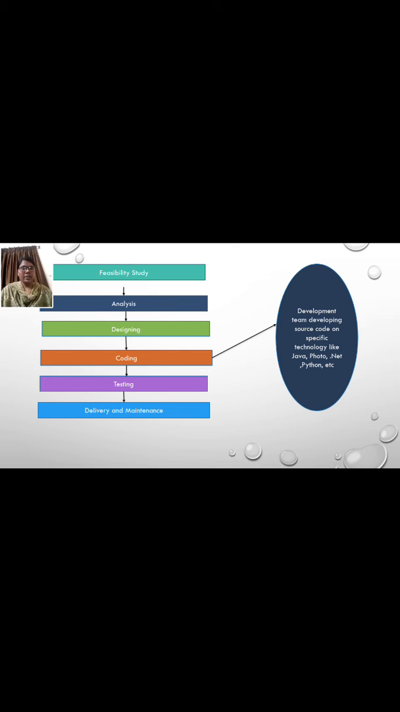Once they have implemented the source code on a specific technology, they perform white box testing. White box testing is always done by the software developer or the software engineer. It is never performed by a test engineer. Once white box testing is successfully completed, it comes to black box testing.